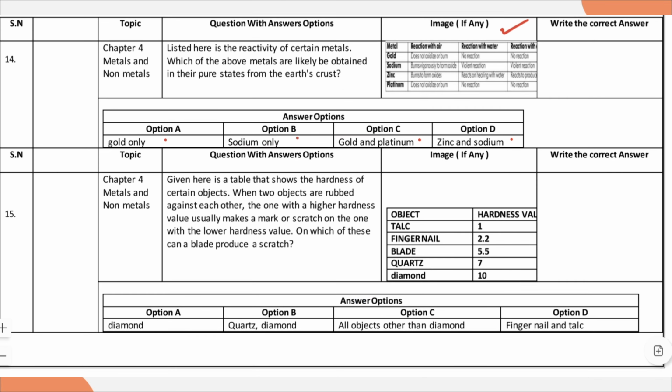Next question. Given here is a table that shows the hardness of certain objects. When two objects are rubbed against each other, the one with the higher hardness value usually makes a mark or scratch on the one with the lower hardness value. On which of these can a blade produce a scratch? So your options are diamond, quartz, diamond, option C, all objects other than diamond, and lastly fingernail and talc.